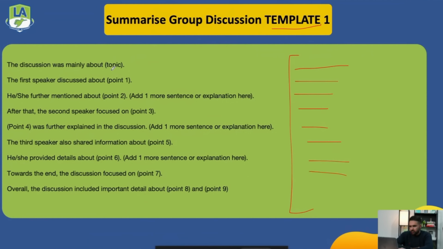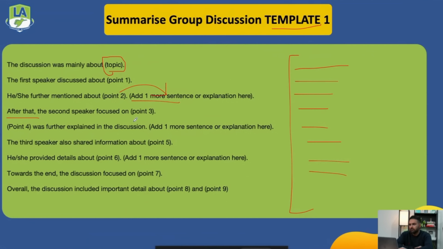The discussion was mainly about, you can mention the main topic. Let's say it was about Australian migration. The discussion was mainly about Australian migration. The first speaker discussed the increasing migrants in the country and how there is a housing shortage. He further added that several steps should be taken by the government to manage the migration problem. And then you can explain this further if you have relevant content. If not, you can move over here.